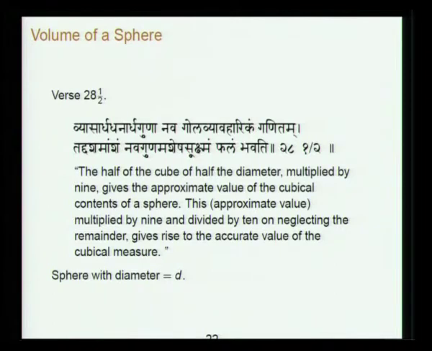So then he talks of the volume of a sphere. The half of the cube of half the diameter multiplied by 9 gives the approximate value of the cubical contents of a sphere. This approximate value multiplied by 9 and divided by 10, or neglecting the remainder, gives rise to the accurate value of the cubical measure. Vyasartha dhanartha guna nava gola vyavaharikam ganitam tad dashamamsham navagunama shesha sukshmam phalam bhavati. So dashamamsha and all this, multiplied by 9 divided by 10. So those are talked about.